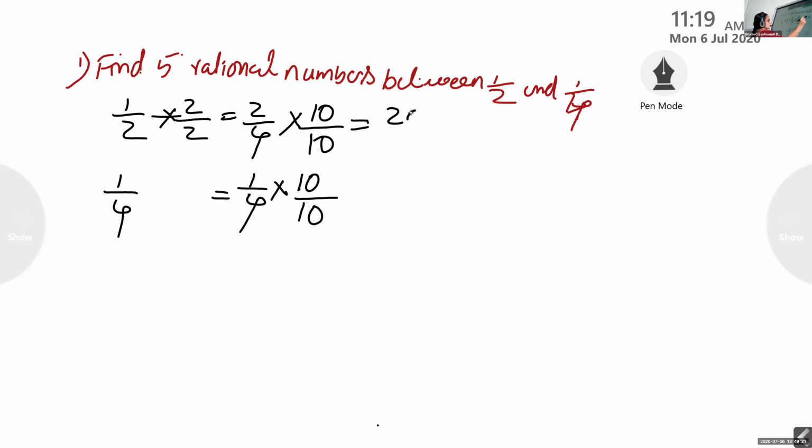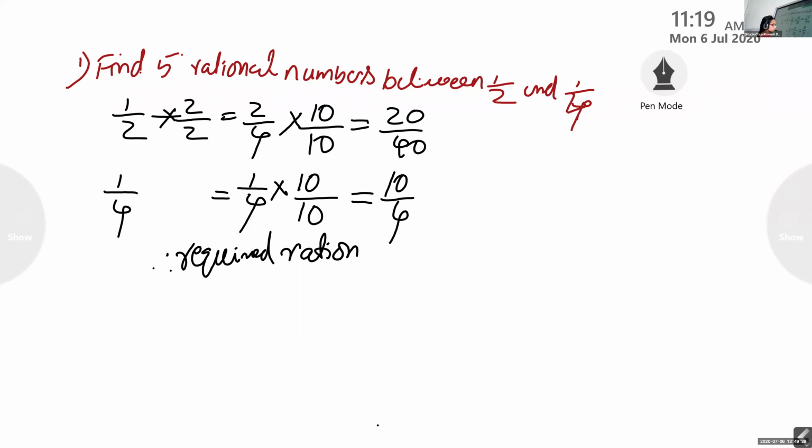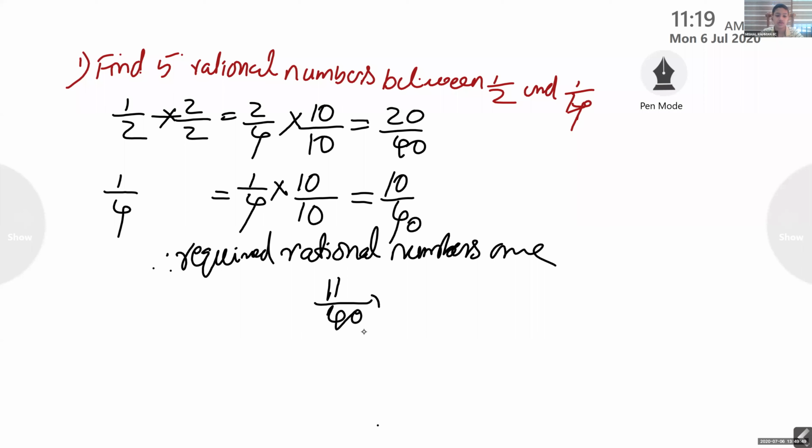So it is 20 by 40 and 10 by 40. Therefore, the required rational numbers are 11 by 40, 12 by 40.